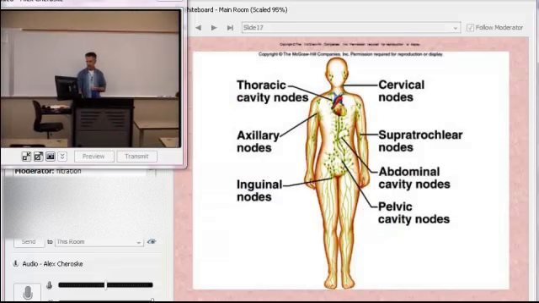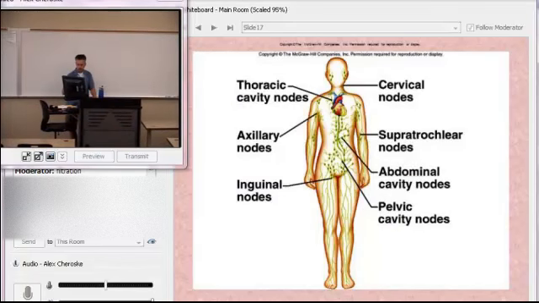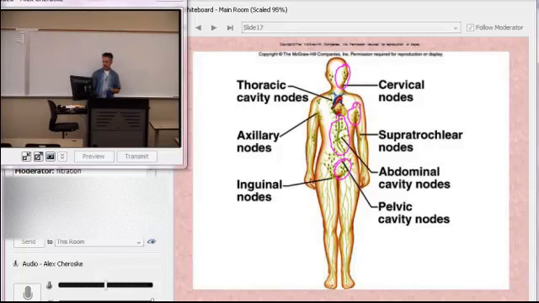Okay, so this diagram here shows us some of our different lymph nodes. There are some up by the head, from the axillary region, to the torso ones, abdominal ones, etc. So there are lots of different places where we can filter the lymph before it goes back into main circulation.